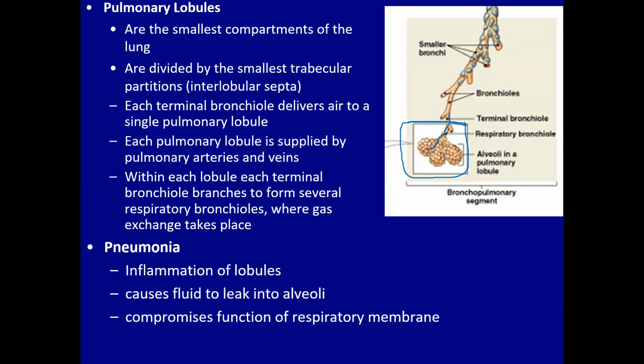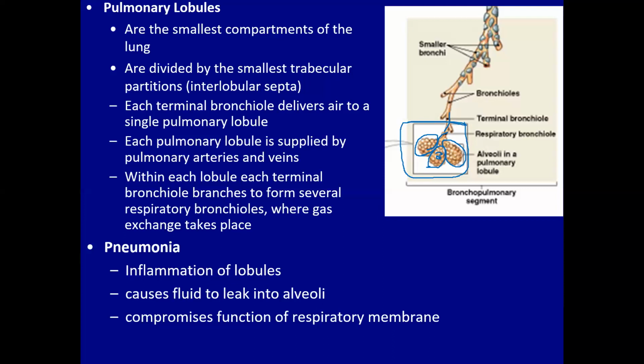If a person has pneumonia, they have inflammation of the actual lobules, and that allows fluid to leak into each one of the alveoli. Each one of these little grape-like structures is an alveolus. What you see here are 3 bunches of alveoli made up of multiple individual alveoli. So think of the alveolus as a grape, and that we're dealing with bunches of those.